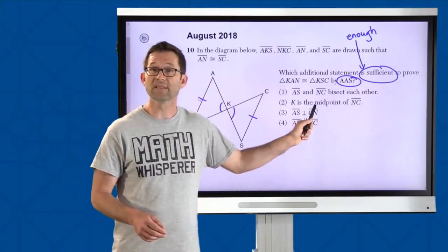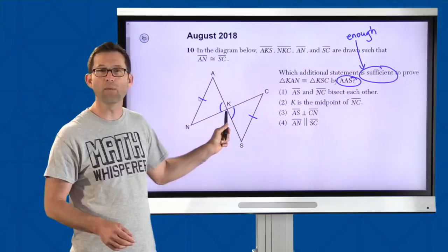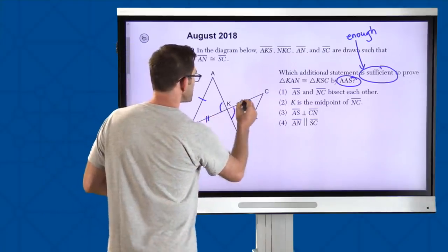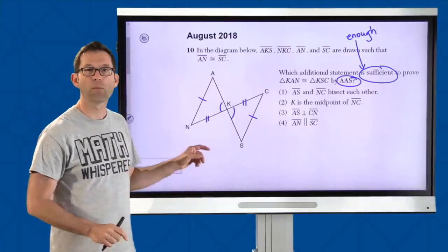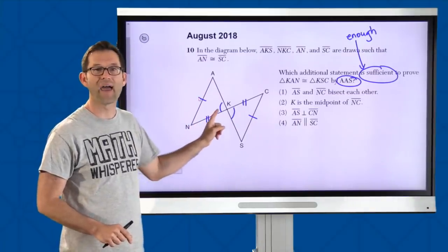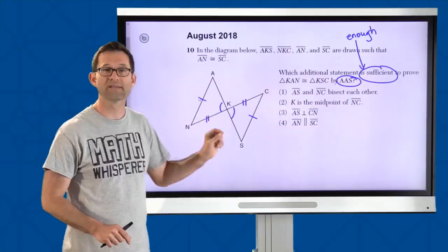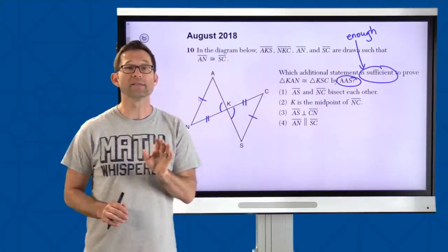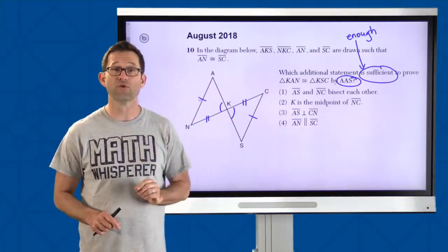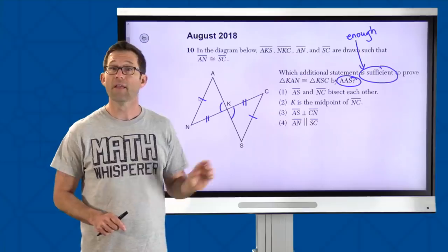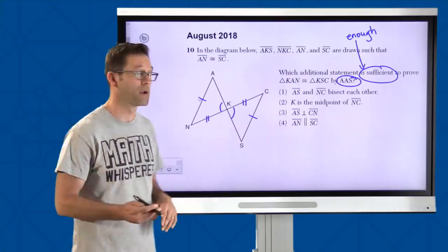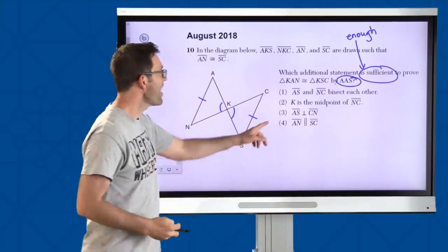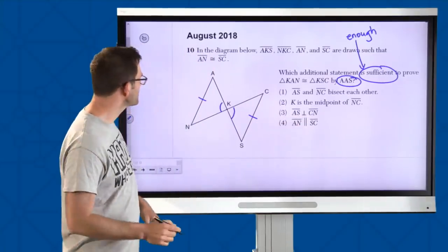All right, it says K is the midpoint of NC. So if K was the midpoint of NC, this one's kind of an interesting one. That would tell us that these two sides were congruent, and we'd have a side-side angle scenario. A side-side angle. That is actually never sufficient. Well, I shouldn't say never. That is generally not sufficient to prove that two triangles are congruent. That's a side-side angle scenario. So I'm going to get rid of that. That one's not right.